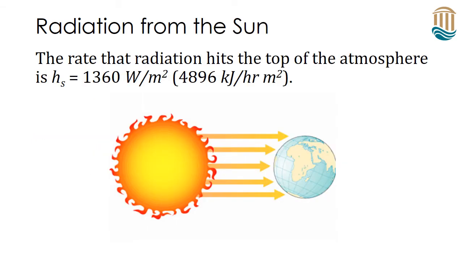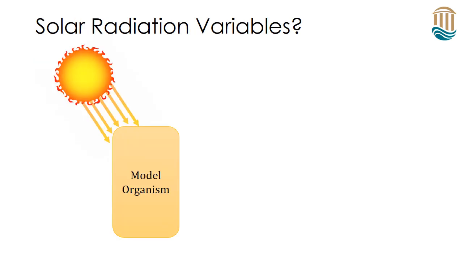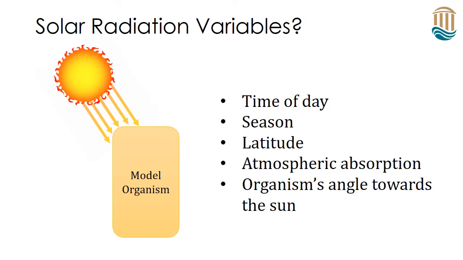At the top of our atmosphere, the radiation coming from the sun amounts to about 1,360 watts for every square meter. That's roughly the equivalent of the heat from almost 14 100-watt light bulbs packed into a square meter. Luckily, the amount that hits us is not that much. The amount that actually hits an organism is going to be dependent on a number of factors, such as the time of day, season, latitude, and absorption by the atmosphere and clouds, and the organism's angle towards the sun. Because of this, for this section, the amount of heat from the sun is a variable that you will have to be given.